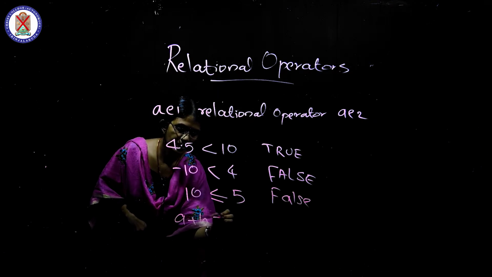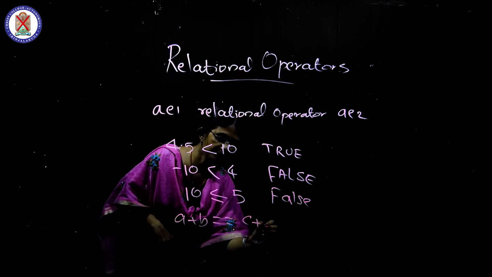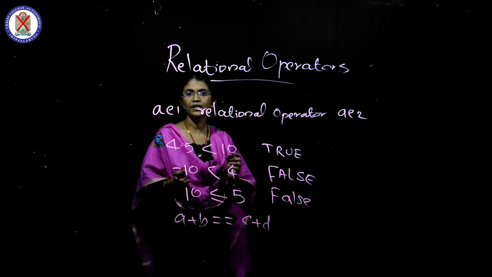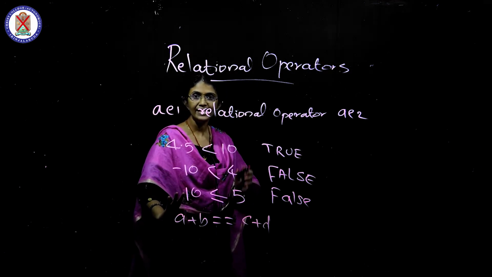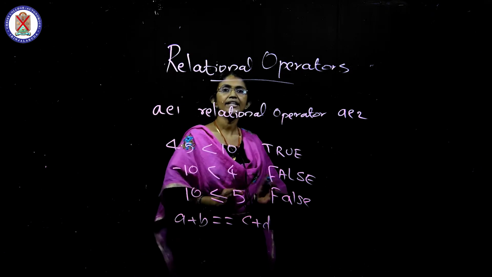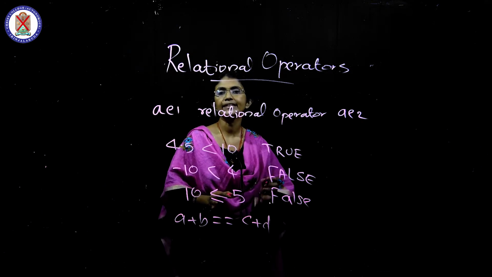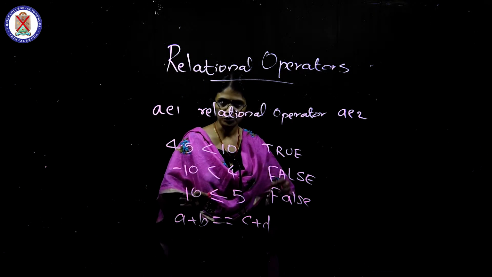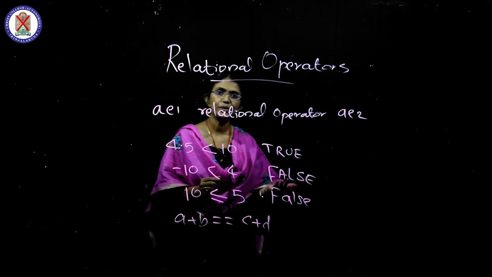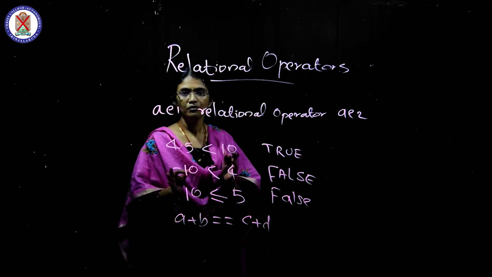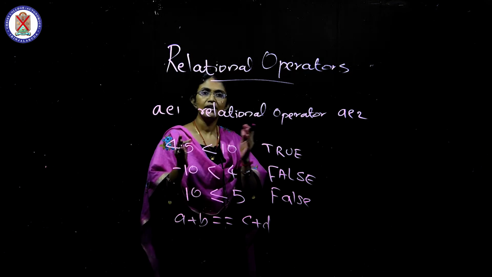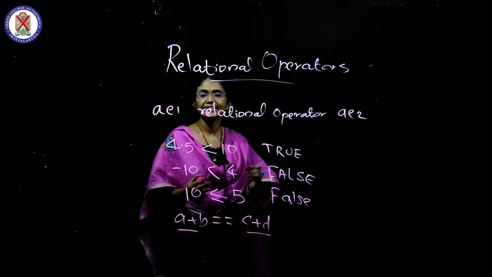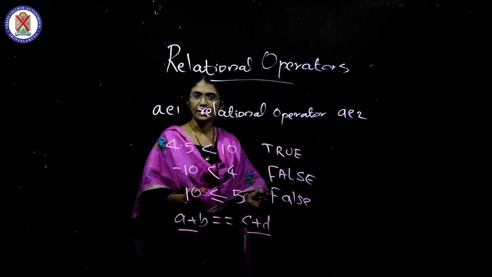A plus B equals C plus D. These conditions become true only when the sum of each side, left hand side and right hand side, are equal. Then only the value of this expression becomes true. The arithmetic expressions have higher priority than the relational operator. For that reason, first we find the sum of each expression, then check whether these sums are equal or not.